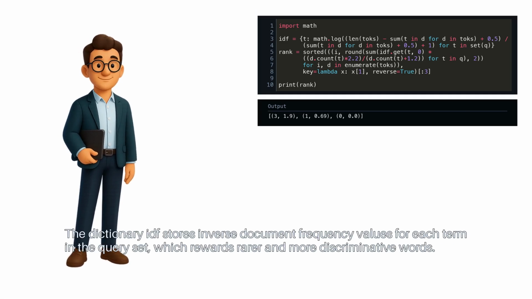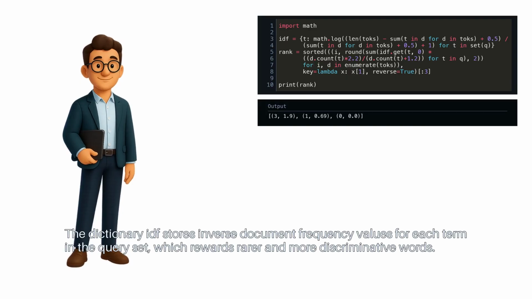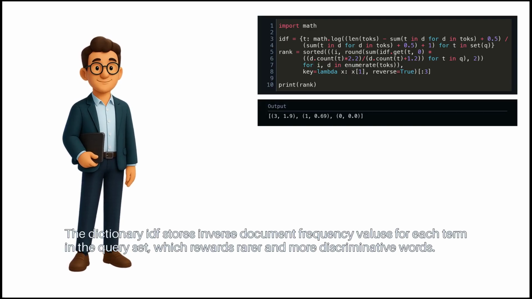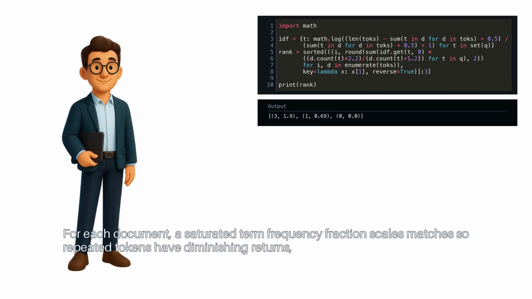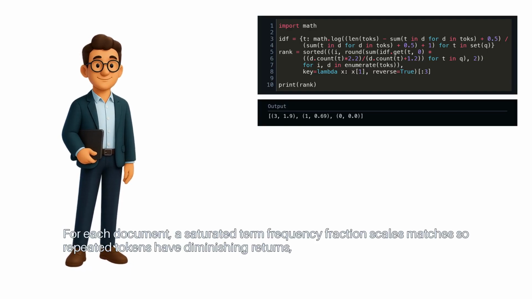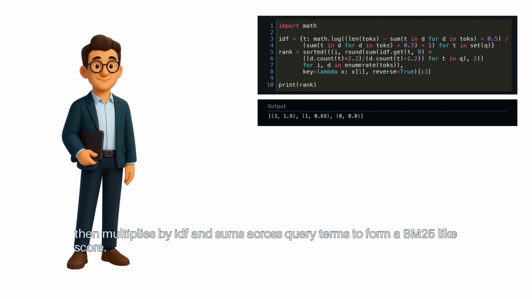The dictionary IDF stores inverse document frequency values for each term in the query set, which rewards rarer and more discriminative words. For each document, a saturated term frequency fraction scales matches, so repeated tokens have diminishing returns, then multiplies by IDF and sums across query terms to form a BM25-like score.